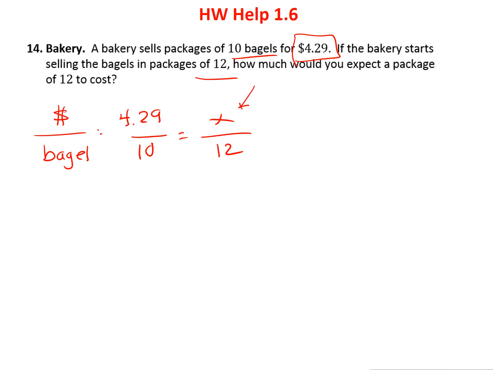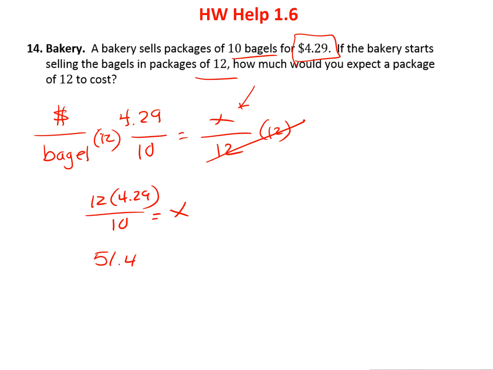All I need to do is undo divide by 12 by multiplying by 12. So we'll multiply by 12, that goes away. And so at this point, I have 12 times 4.29 divided by 10 equals x. So let's just get out our calculator and do this one. So I have 12 times 4.29 equals 51.48 divided by 10. And we divide by 10, which is simply moving the decimal, and we get 5.148 equals x.